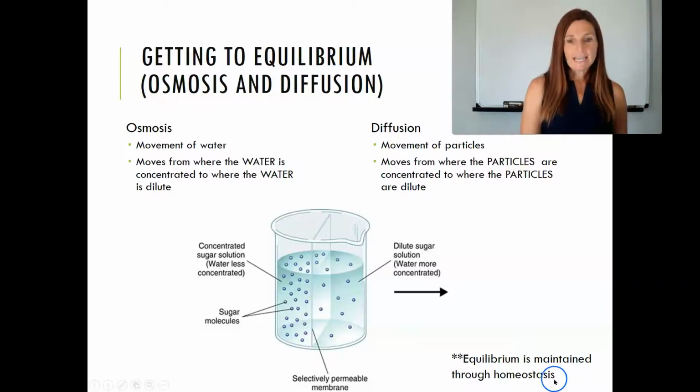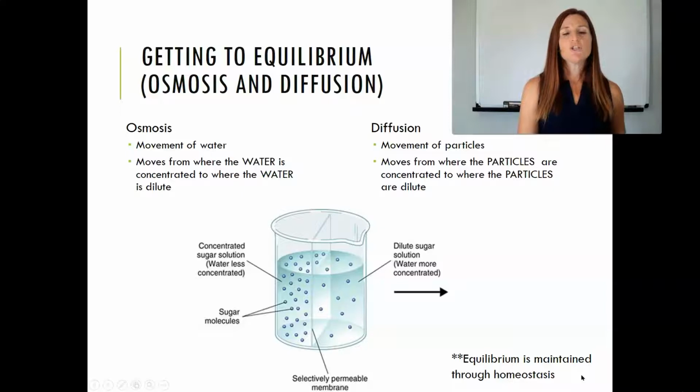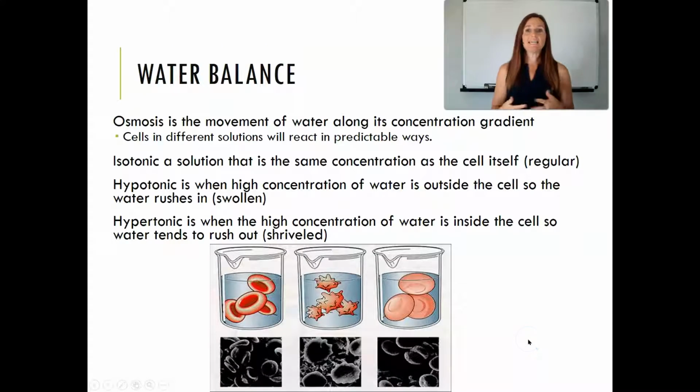Equilibrium is maintained through homeostasis. So first we establish an equilibrium with proper concentrations, and then we maintain that equilibrium through homeostasis. We can see osmosis by putting cells into different solutions and watching what happens.